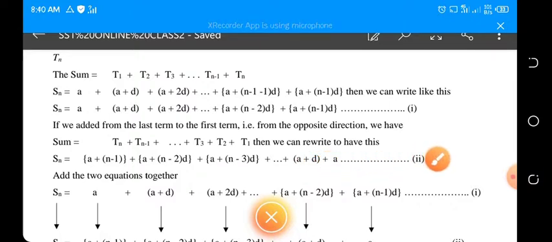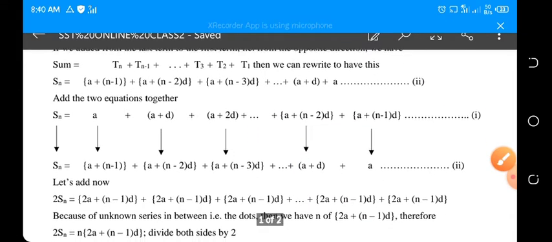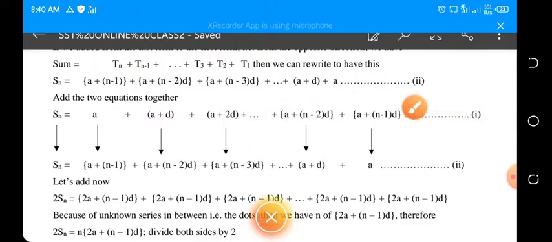Now let's add these two equations together and see what we are going to get. This first equation here, last equation here: first term here, last term here; second term here, second to the last term; third term here, third to the last term. Then this one is the second to the last term here, this is the second term, last term, first term. Do you see it now? That's how you arrange it.